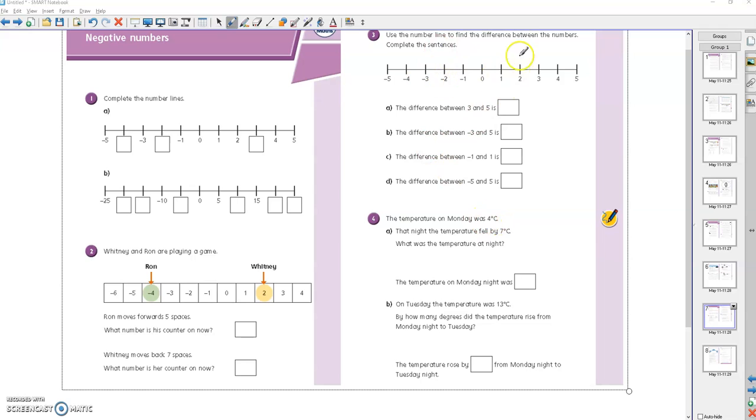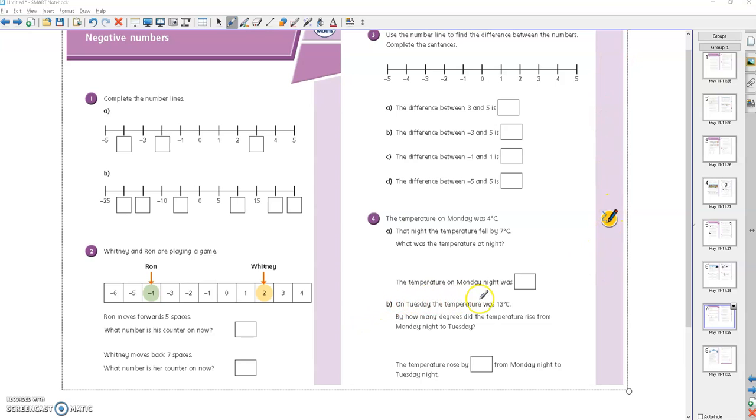Might be useful to use this and extend the number line to where you need to go. Or draw your own number line. Sometimes people like it where it's a vertical number line like a thermometer to help you.